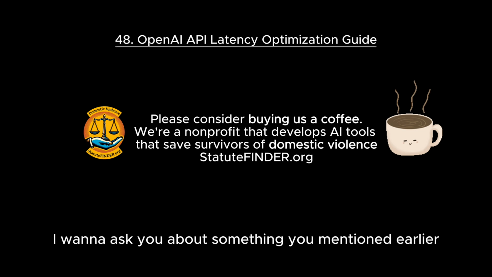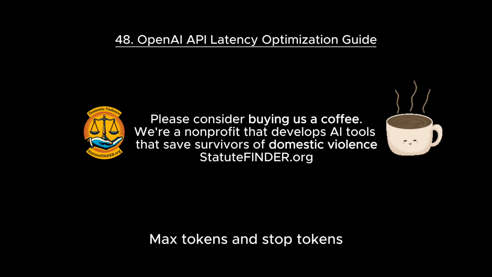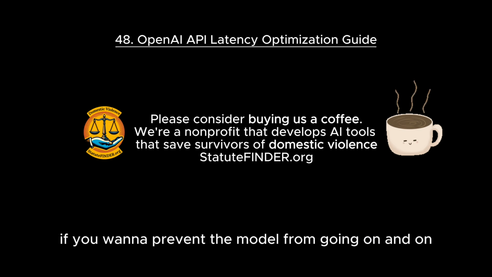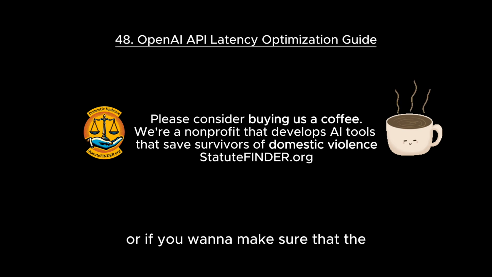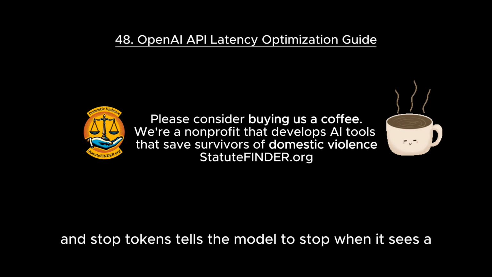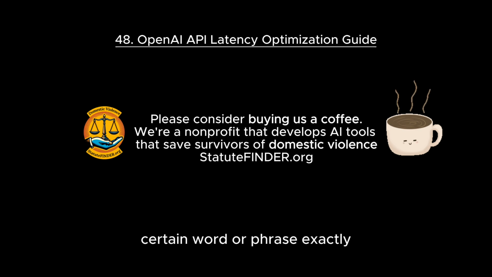Before we move on, I want to ask you about something you mentioned earlier, max tokens and stop tokens. I've seen those in the documentation, but I'm not really sure what they do. Oh, those parameters let you set limits on how much text the model will generate. They can be helpful if you want to prevent the model from going on, or if you want to make sure that the output fits a certain length. So max tokens basically says, don't generate more than this many tokens, and stop tokens tells the model to stop when it sees a certain word or phrase.